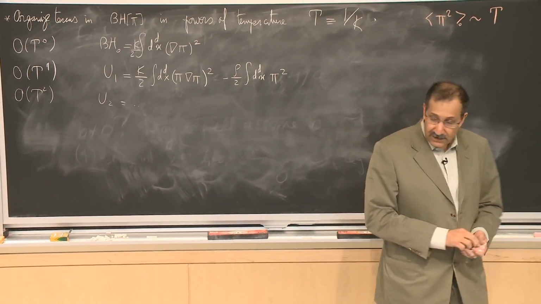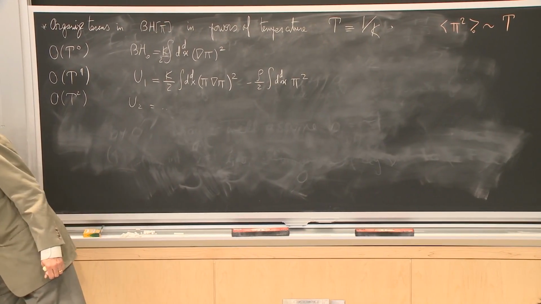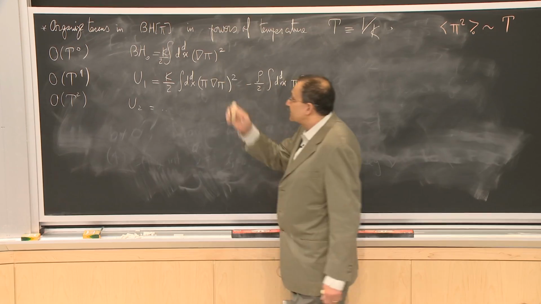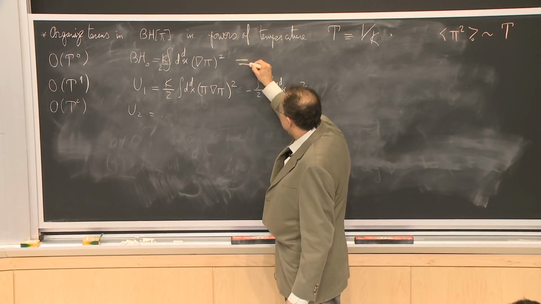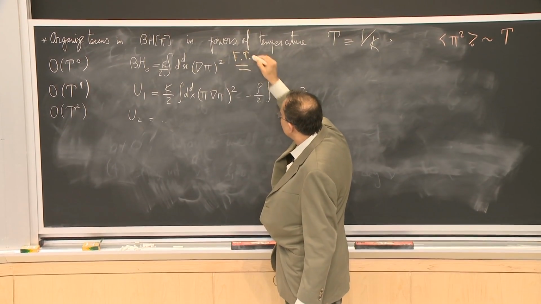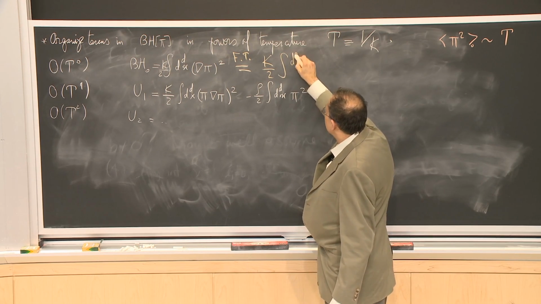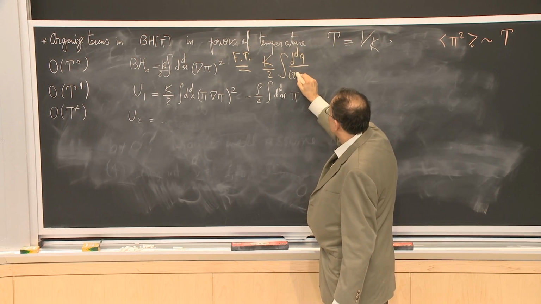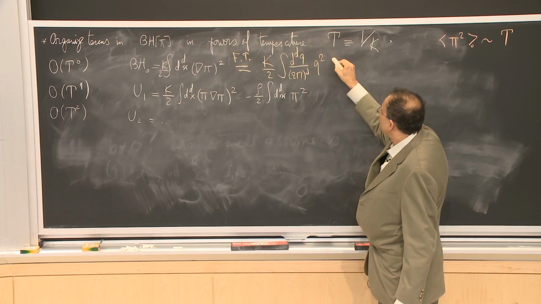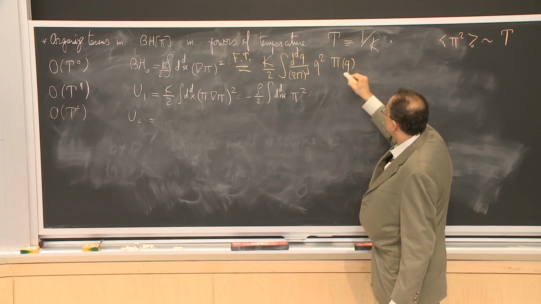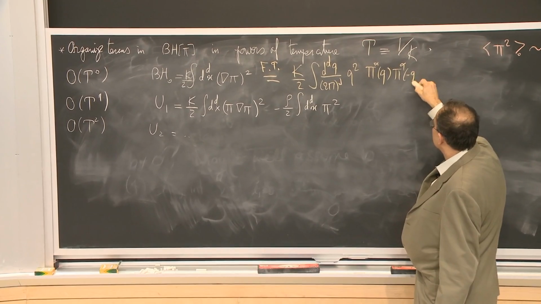Now, clearly, one of the first things that we will do is to look at this and realize that it can be decomposed into modes by going to Fourier space. So I do a Fourier transform, and this thing becomes K over 2 integral d^dq divided by (2 pi)^d, q squared, pi tilde of q squared. So let's write it as pi tilde of q times pi tilde of minus q.